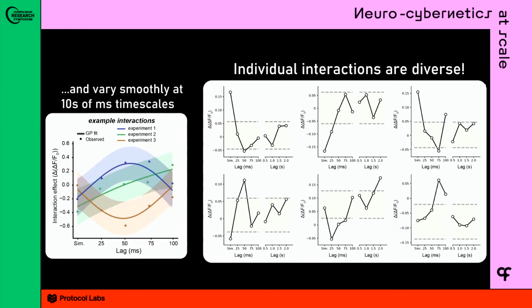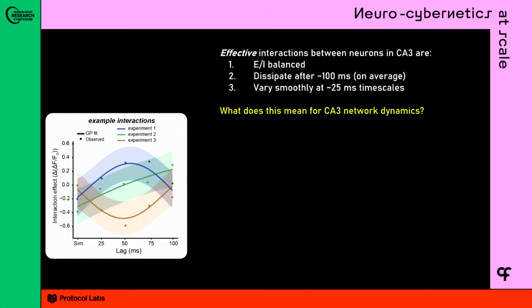This gives us an excuse to smooth out our data, so we can fit these nice smooth splines through the data. To summarize this experiment, we're measuring the effective interactions between these cells. This is, of course, not monosynaptic. Synapses don't change from excitatory to inhibitory or anything like that. These are just effective network interactions, the pushes and pulls between these cells over time. We're finding their EI balance. They dissipate after 100 milliseconds. They're smoothly changing at this 25 millisecond time scale.